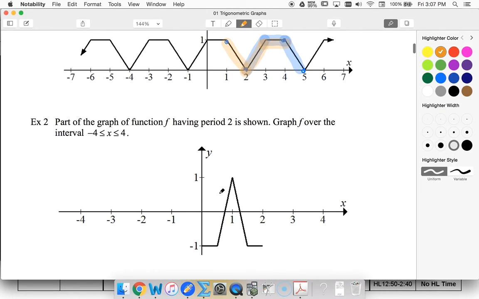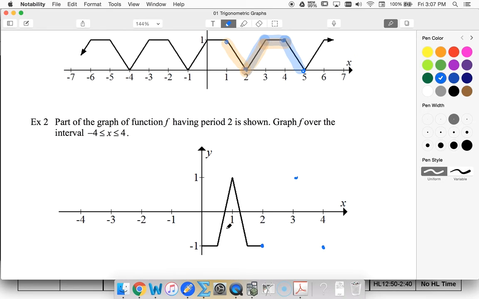Okay, so let's look at one more periodic question before we move into our sine and cosine. So part of the graph of f has period 2. So I want a graph from -4 to 4. So this is going to be my shape that's going to keep repeating. So I know that I'm going to start here, and I've got my full shape here. So I'm going to continue over. I know that at 3, I should have a peak that should be at the same level. And at 4, I'm going to end up back down here.